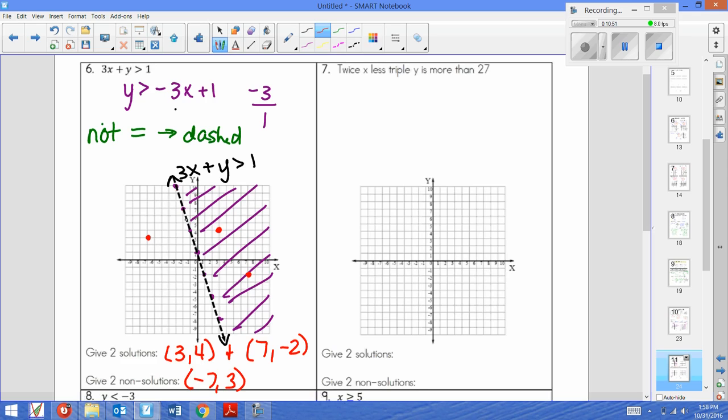And how about, let's pick a point on the line because it's a dashed line. So the point -1, 4, what did I fill in? -1, 4 will not work because it is on the line.